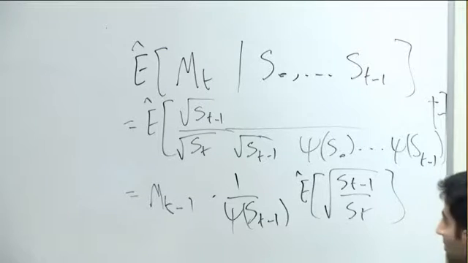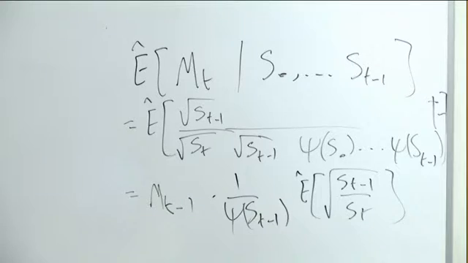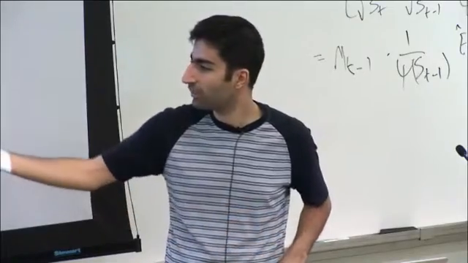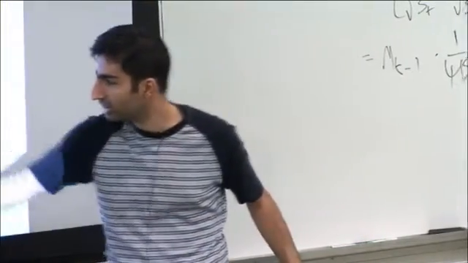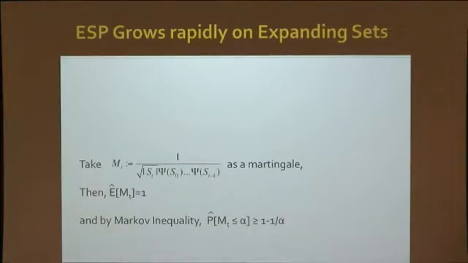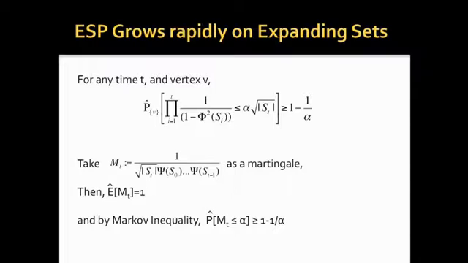Okay? It's easy to show. Don't worry about it. So what this means is that, in expectation, this mt is going to be 1. So by simple application of Markov inequality, you can show it's going to be less than any alpha with some large probability 1 minus 1 over alpha. So plugging in the values, you're going to get the following.